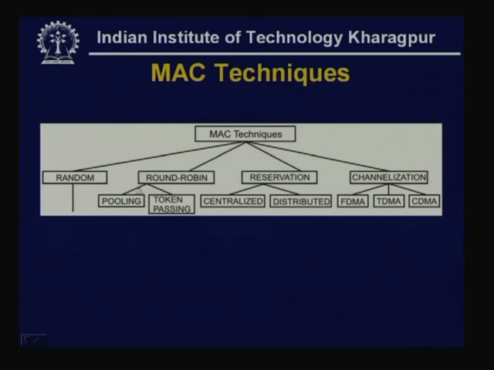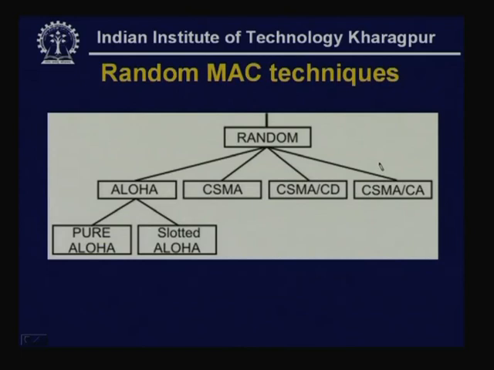As you can see, it can be broadly divided into 4 types: random, round robin, reservation and channelization. So, these 4 categories are needed in different situations, and in this lecture we shall focus on the random techniques. We shall discuss the other techniques in subsequent lectures. Let us focus on the random techniques, which are very suitable for the bursty nature of traffic.